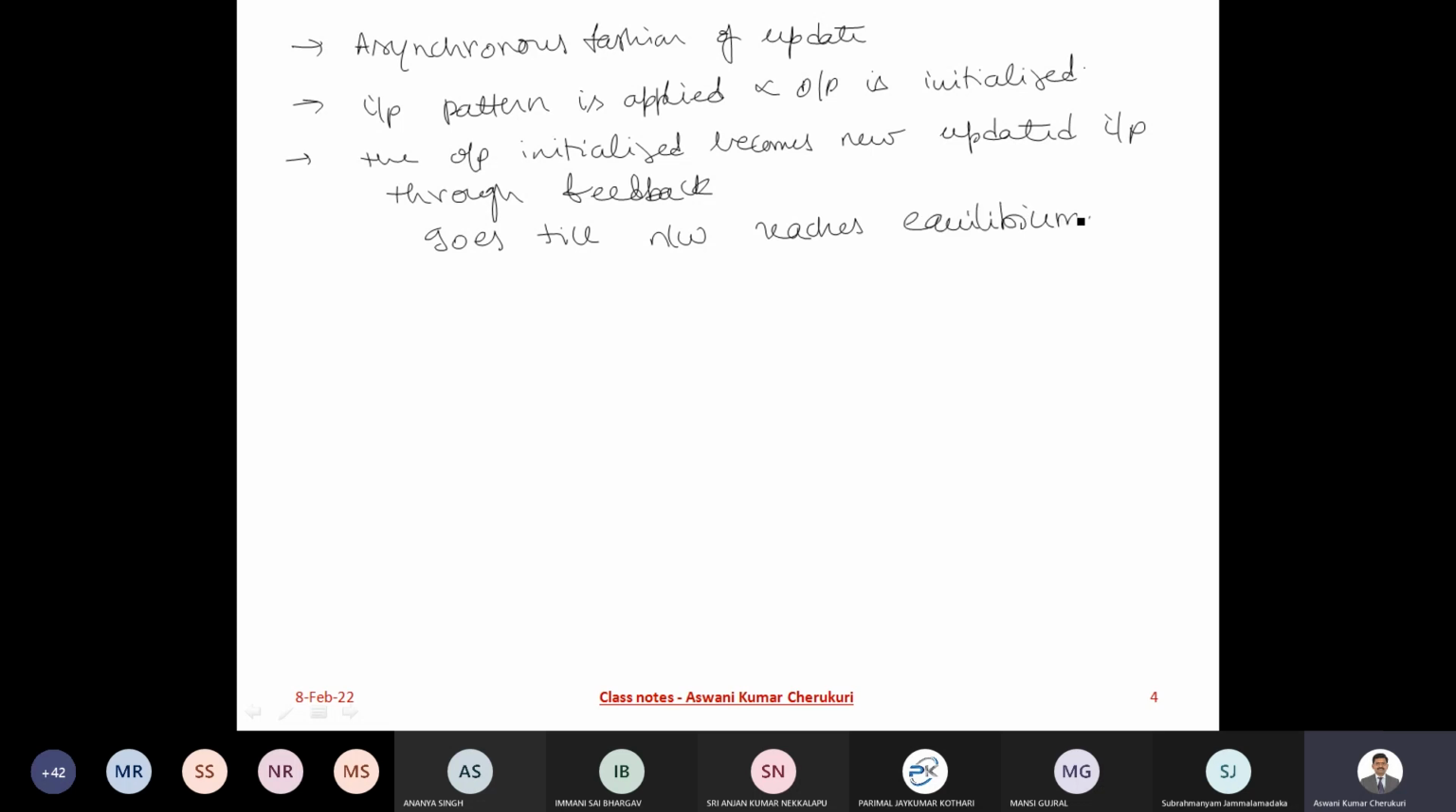Okay, equilibrium means your network is able to capture your auto association. Okay, so what we will do is maybe we will take one particular example and then see how actually the network is proceeding. So let me take one particular example and then we will proceed, so that you will have better clarity of how it is working.